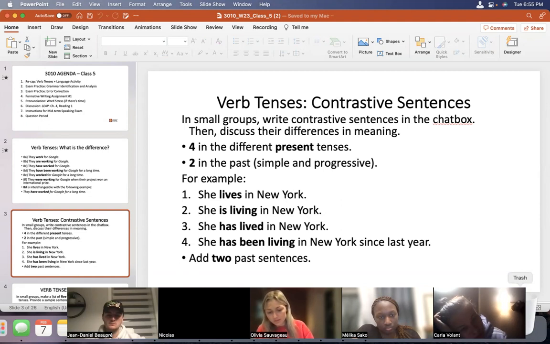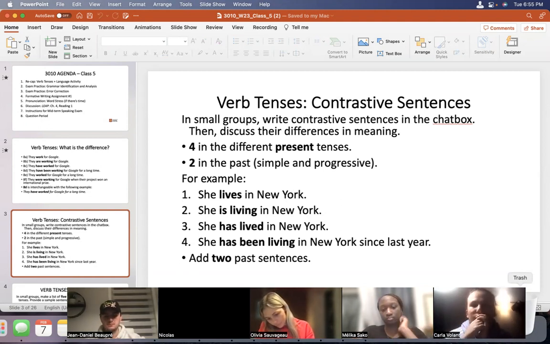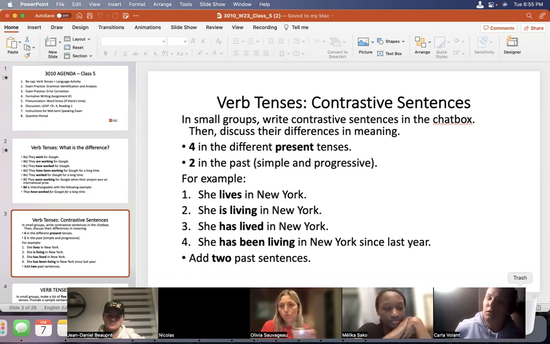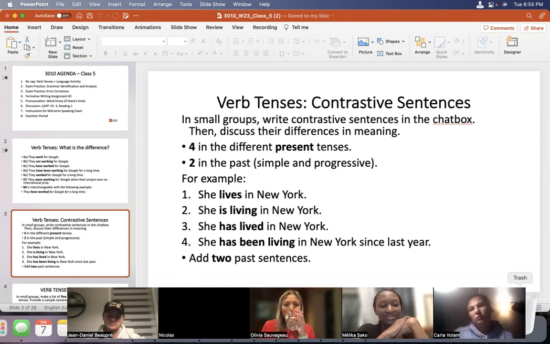Excellent. Okay, number 3. Malika, could you read the sentence, please? She has lived in New York. Okay, put it in the negative, please. She hasn't lived in New York. Excellent. Put it in a yes/no question, please. Did she live in New York?